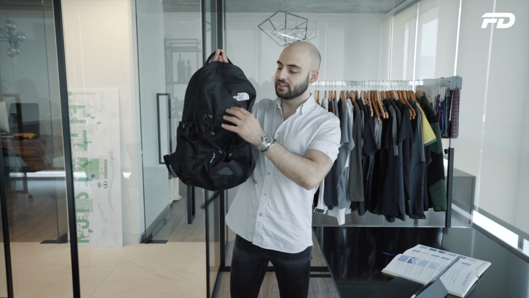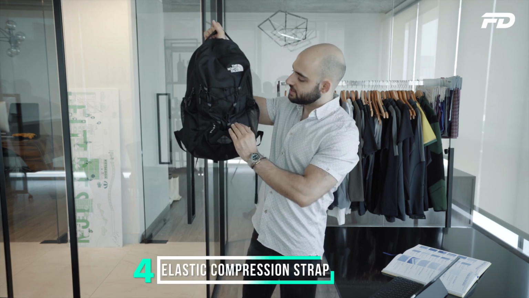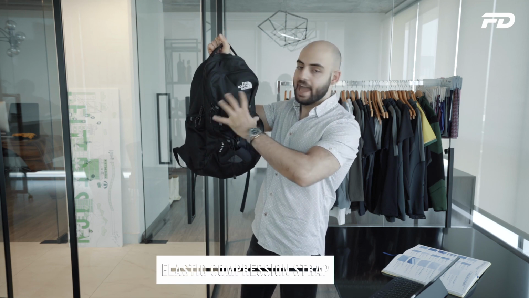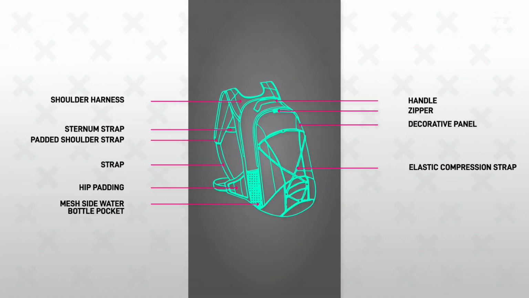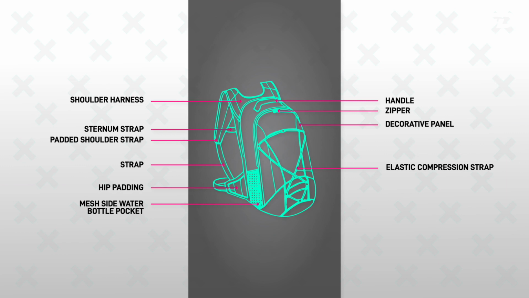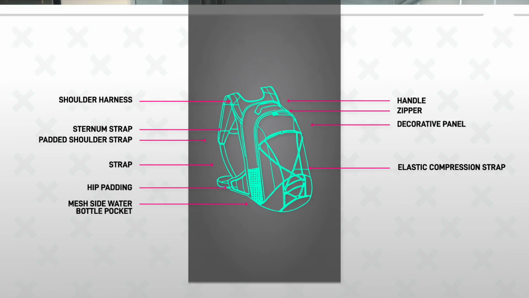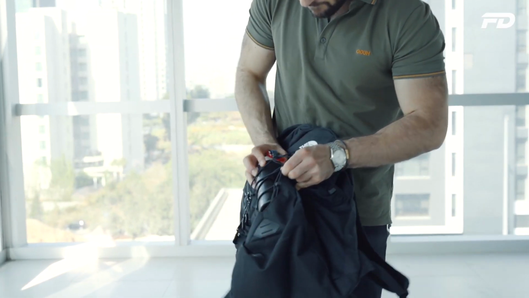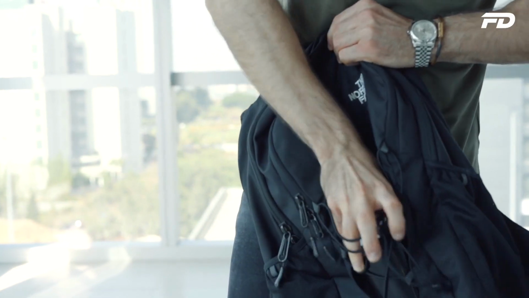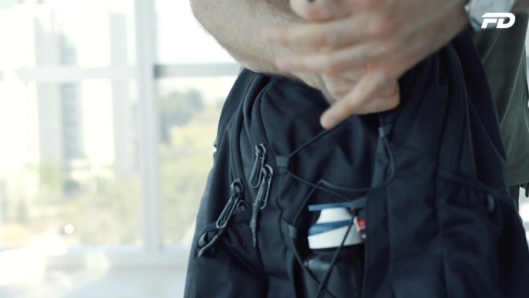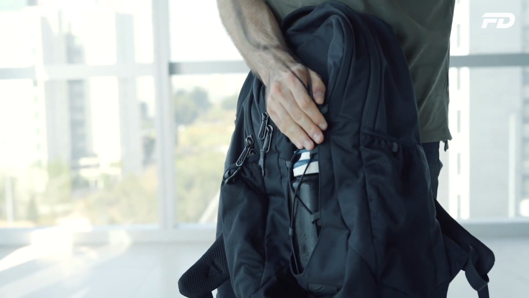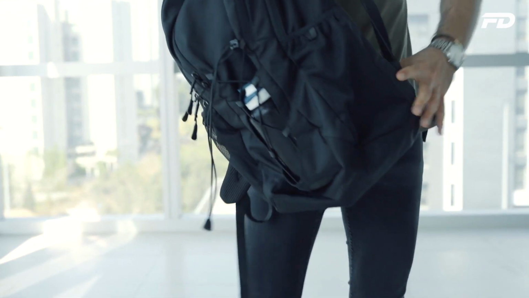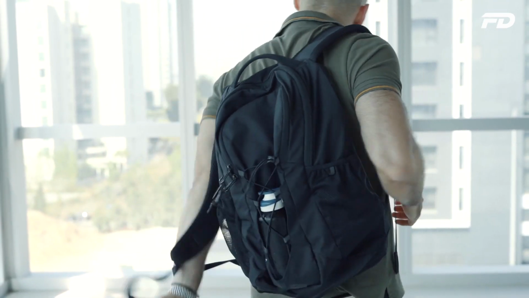Moving on from these side mesh pockets, we have what is known as our elastic compression straps. So this is this sort of lace-like structure going down and creating the front panel of the bag. And this is typically made out of a cord material with a latex inliner to create that stretch. And usually you have a spring-loaded plastic adjuster to tighten or to loosen. And what this does is it gives your bag the sort of tightness that it will need. Depending on how full your bag is, or if you have anything in this front pocket, you can use this to fit larger items that you wouldn't necessarily be able to fit in the main components, and to tighten them down, make sure that nothing is flailing around, everything is secure.